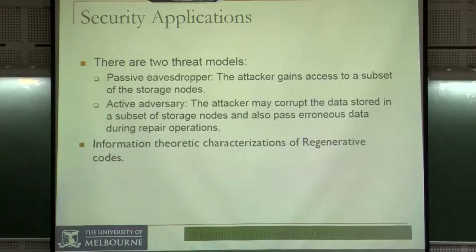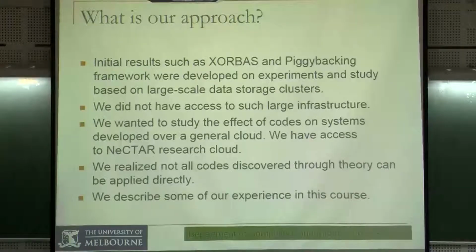Whatever he does when the node is there, he actively changes the contents of it. So how do you now actually avoid this, and how can you characterize these codes in an information-theoretic way? What's our approach?